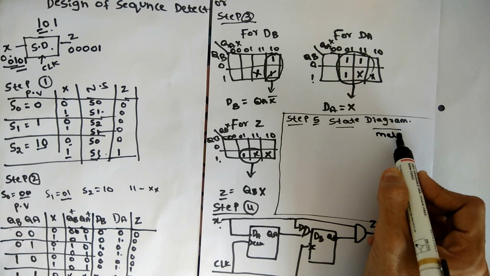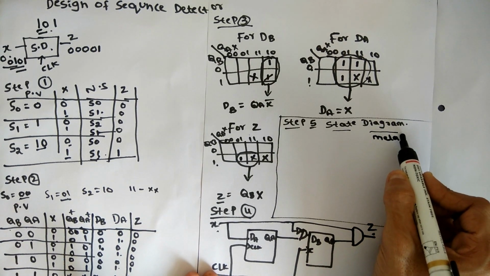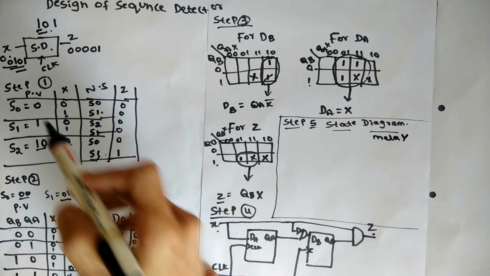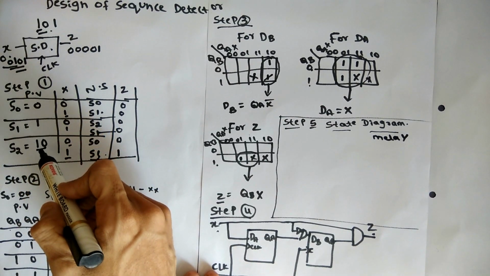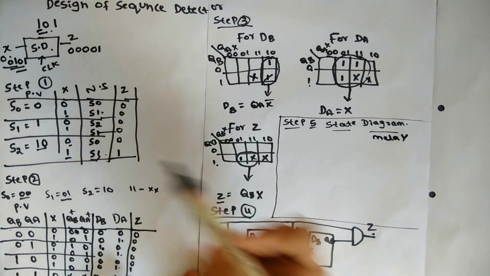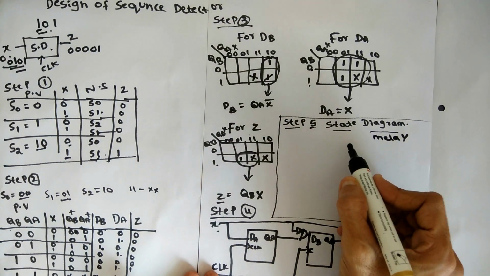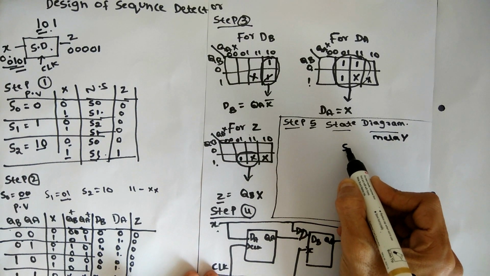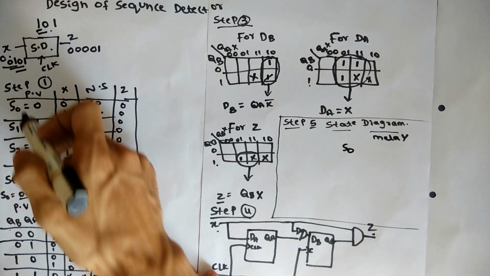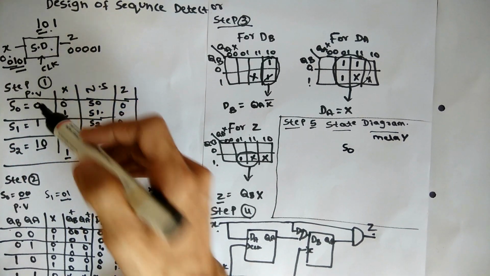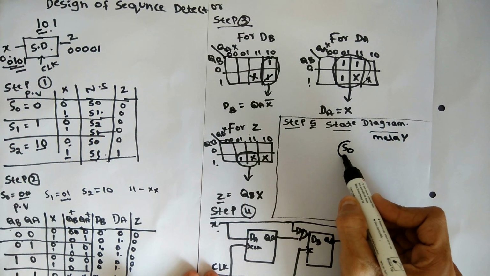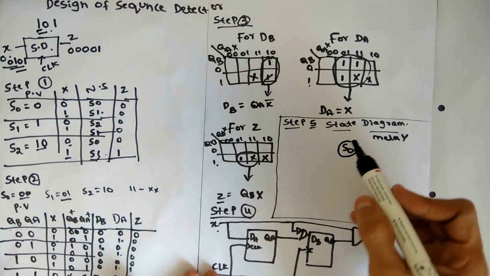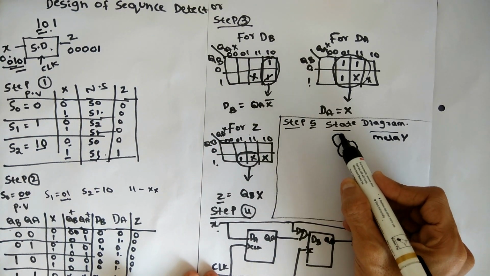Here we will discuss how we can draw the Mealy state diagram. We have to go for step 1, and according to the step 1 procedure we have done, we can draw the state diagram. First go to S0. The S0 state has two conditions, x is 0 and 1. When x is 0, it goes to S0 only. So we can draw something like this.